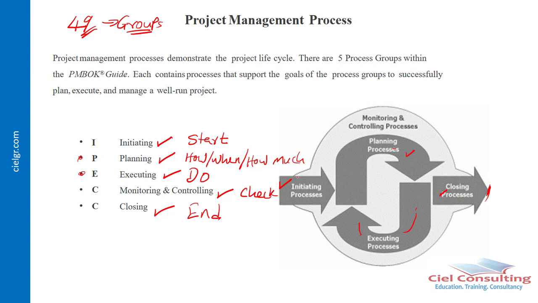If you notice, there's now an envelope that envelopes the whole of these process groups, which is what we refer to as the monitoring and controlling processes. So the monitoring and controlling processes basically help us to track, to check in each of these process groups, to be able to determine how well the project is performing, and if it is in line with the expectations that we put up in the first instance.